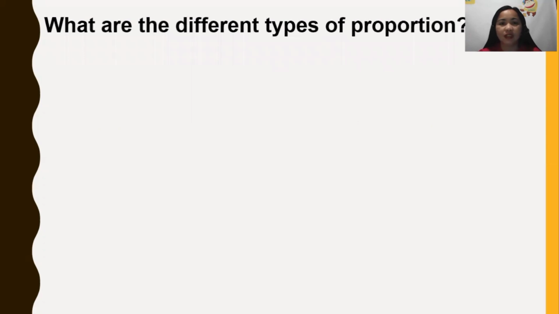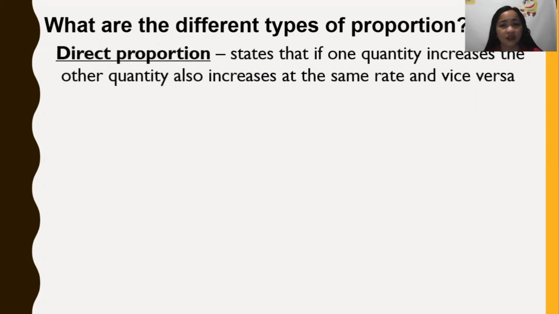What are the different types of proportion? The first one is the direct proportion, and it states that if one quantity increases, the other quantity also increases at the same rate and vice versa. That is the first type of proportion, direct proportion. So if one increases, direct yung kanyang relation. If we are going to compare two variables, direct yung kanyang proportion. Kung parehas pataas, tataas parehas. Kung ang isang quantity ay bababa, bababa din yung isang quantity.